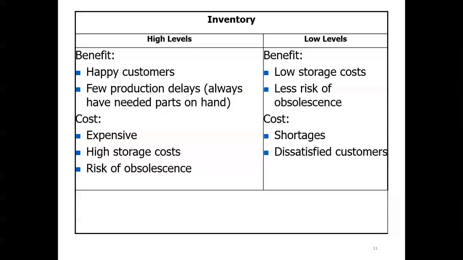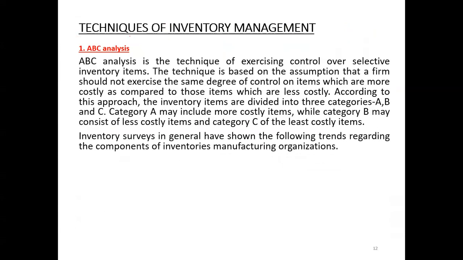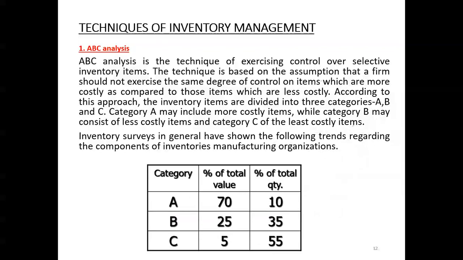When there are low levels of inventory, low storage cost is the benefit, along with less risk of obsolescence. Whereas the cost is that a shortage of inventory will hamper the production process as well as the sales process, and lead to dissatisfied customers. So these are the main parts of inventory management. What are the different techniques of inventory management? The first and foremost technique is ABC analysis.